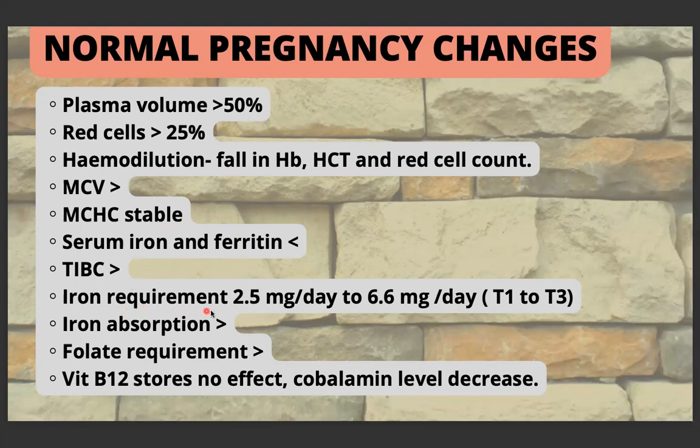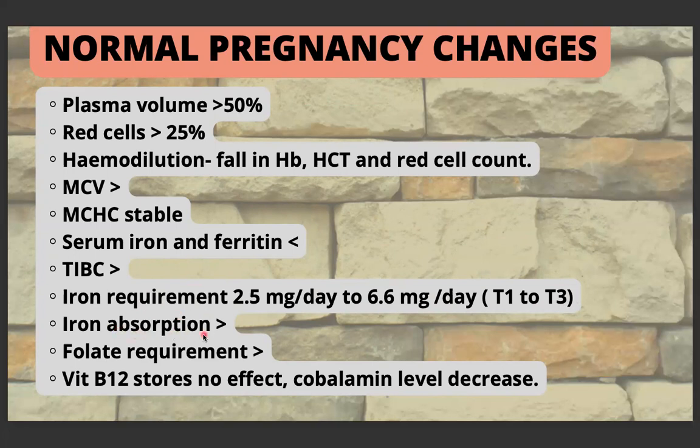The iron requirement in pregnancy will be increased from 2.5 milligram per day to 6.6 milligram per day from first trimester to third trimester. That's why, as you know, sometimes in the first trimester, if hemoglobin is normal, we will give only folic acid. After the first trimester, we'll be giving FeFol because there is an increase in the iron requirement in the second and third trimester.